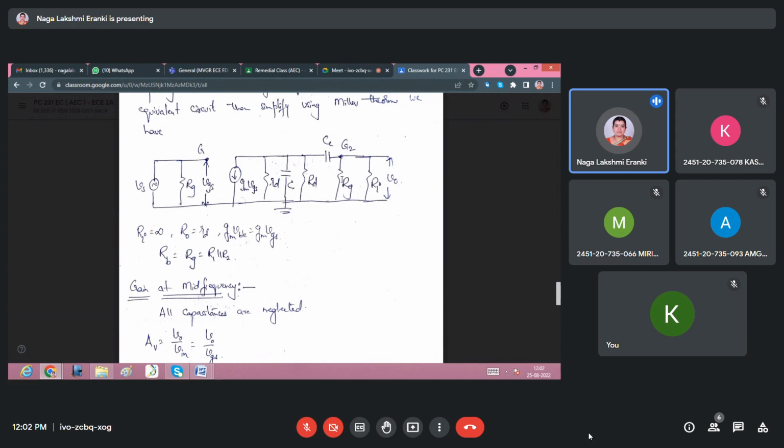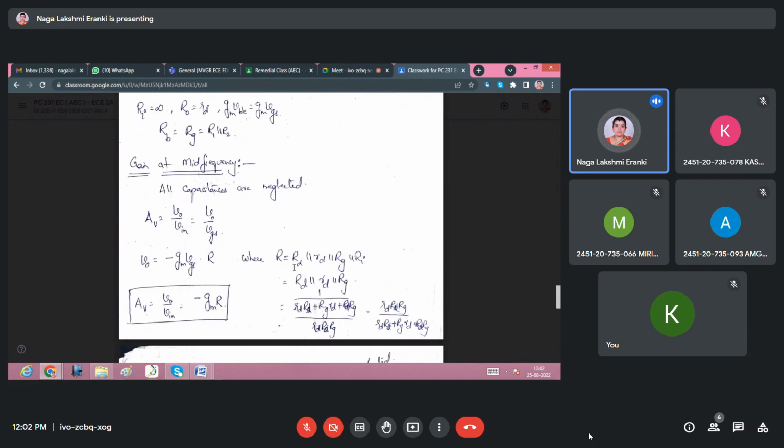Then the output V0 will be equal to gm VGS into all these resistances. So RD parallel to RD, parallel to RG, parallel to RI. Since RI is very, very high, the effective resistance is the parallel combination of these three. V0 will be equal to minus gm VGS into R. If we write R, that is enough; there is no need to split it again. So this is the gain of an amplifier.